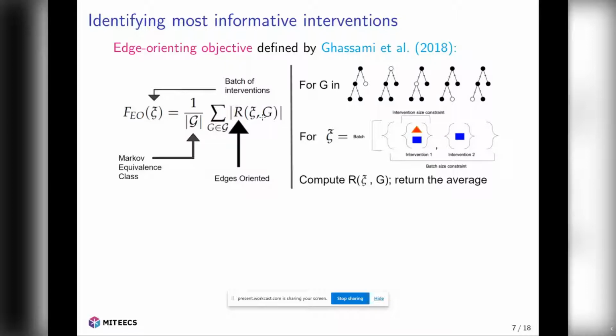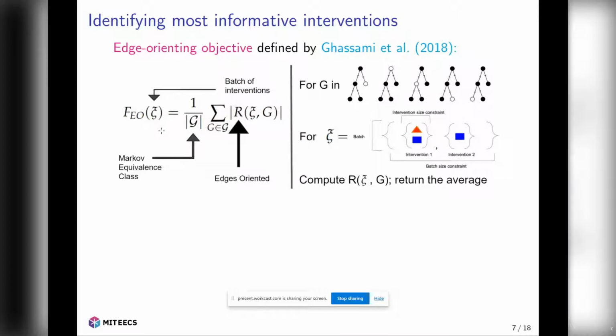And one of the scores that has been introduced to score interventions is: if I intervene on this and this node, say, how many more edges can I orient in this graph? Okay, the more edges I orient, the more I can actually identify which one is actually the true underlying causal graph. So that would be our score for every intervention.